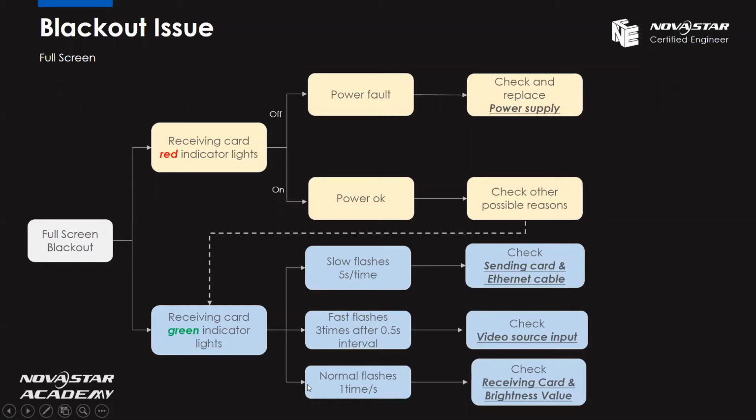So there are three situations. Let's check. First one, if the receiving card green indicator light flashes very slowly, once every 5 seconds, this means there is something wrong with the Ethernet cable. So we need to check the Ethernet cable, or maybe we need to change another one. At the same time, we also need to check the sending card part. It is because if there is something wrong with the sending card, then the receiving card cannot get any signal from the sending card. So the screen is black.